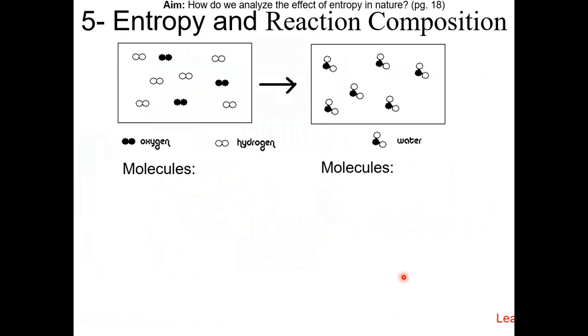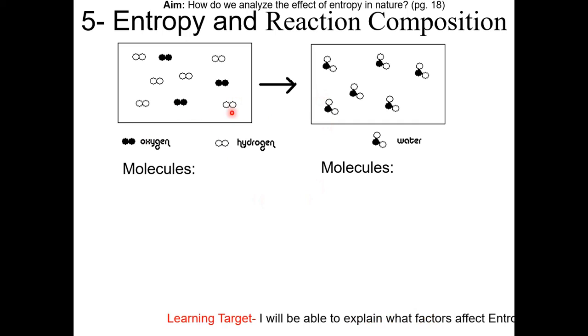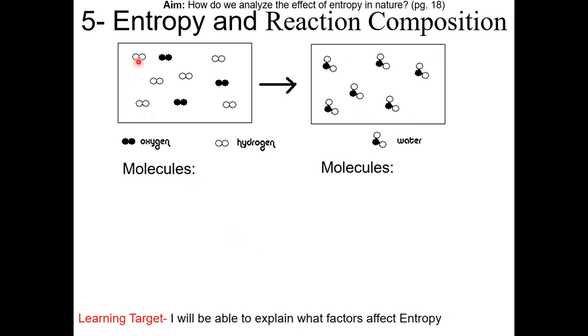The last factor that we're going to cover is entropy and reaction composition. Here we see a chemical reaction. Oxygen is reacting with hydrogen to form water molecules. These are the reactants and these are the products. Let's first count the molecules on the reactant side: 1, 2, 3, 4, 5, 6, 7, 8, 9. Now let's count the molecules on the product side: 1, 2, 3, 4, 5, 6.